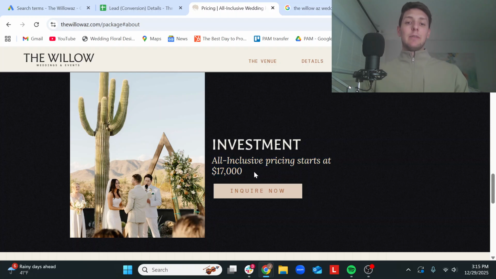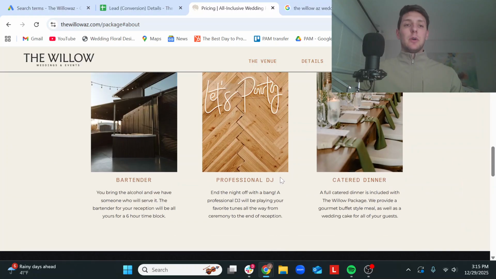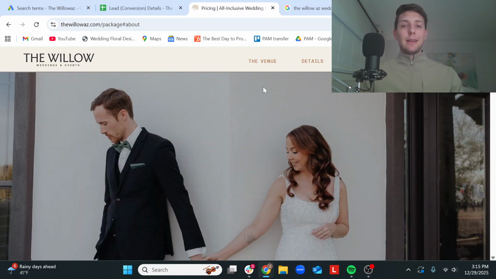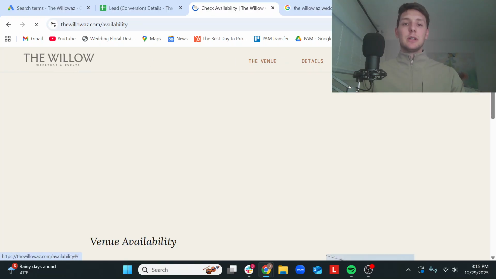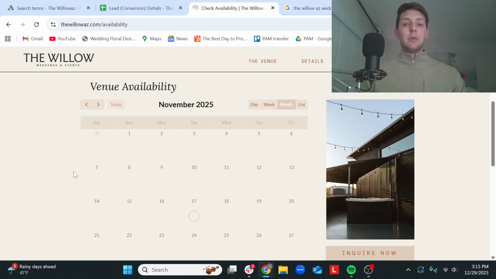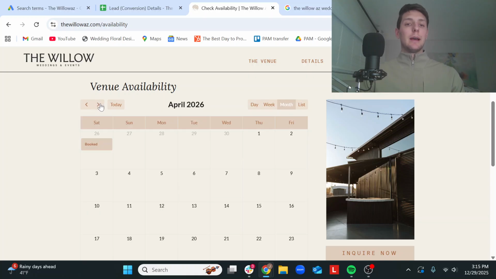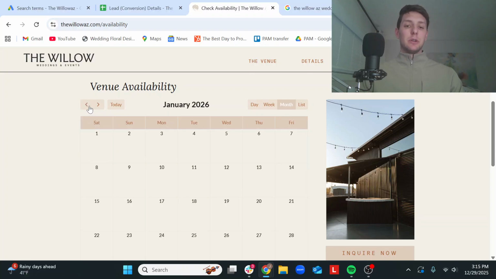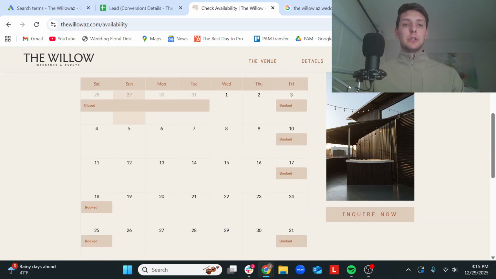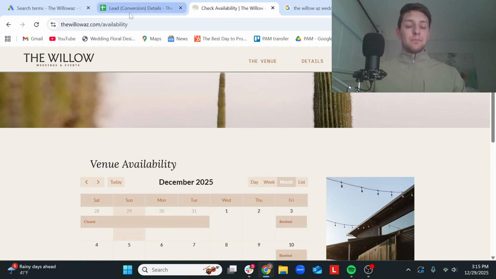And you can see they even have some information about all inclusive pricing here if you do want to go all inclusive. And so they've made it really clear to the user. They're not gatekeeping information. They're not hiding information. They even have venue availability that you can look at if you know for sure you want something in a certain time of the year. Arizona is known for having a lot of winter weddings here, and so these are some of the most important things.